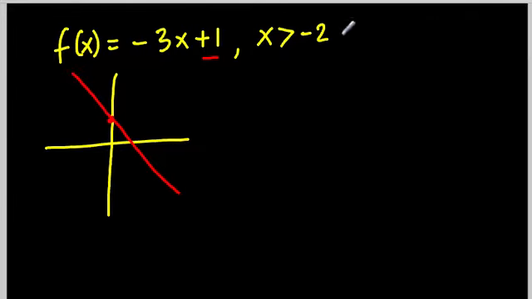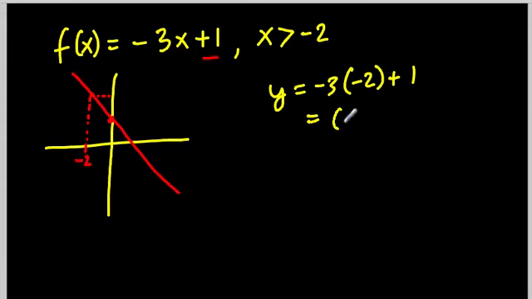I have x is greater than negative 2. So the first thing I need to do is figure out what the corresponding y value is at x equals negative 2. Here's negative 2. In order to find the y value, I just take this negative 2 and plug it in here. Let me do that in yellow. So y equals negative 3 times negative 2 plus 1. Negative, negative, that's positive. So 6 plus 1, that's 7. So this value right here has to be 7.